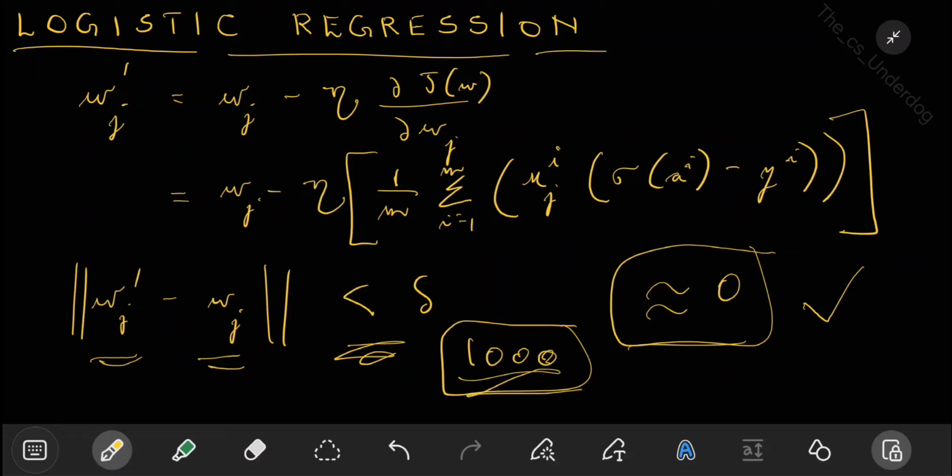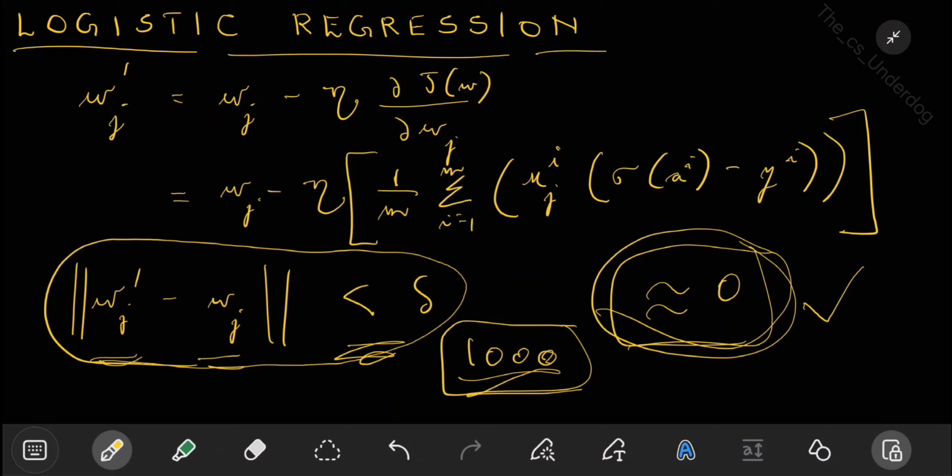So generally these are the methods that are used. One is to see if it is less than a threshold. Second thing is to see if the gradient is approaching 0. And the third one is to keep a maximum iteration number. So if it crosses that iteration number, you will say it has converged.